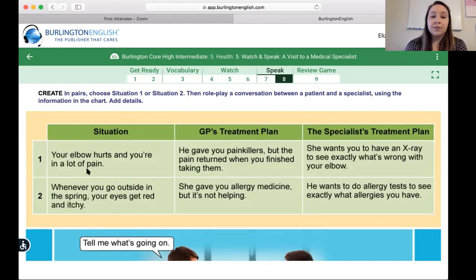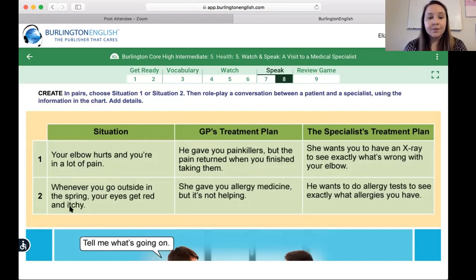The first situation says your elbow hurts. So your elbow hurts and you're in a lot of pain. Your general practitioner gave you painkillers, but the pain returned when you had finished taking them. And the specialist wants you to have an x-ray to see exactly what's wrong with your elbow. So if you choose situation 1, you're going to write a dialogue that talks about all 3 of these. Situation 1 is very similar to the video we watched, so you can use that as an example.